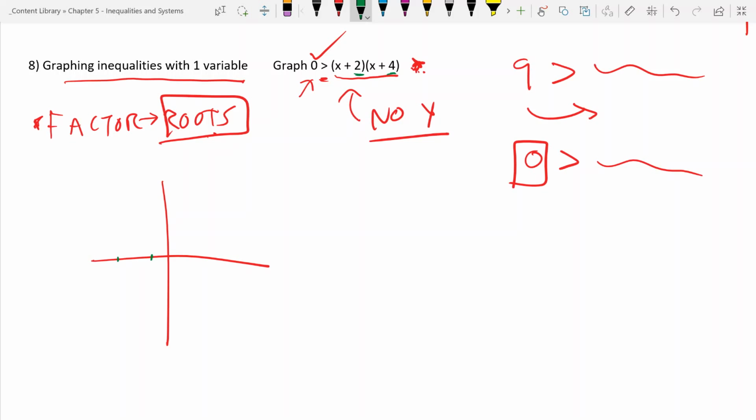Now I'm going to sketch. I need to decide if it's a smiley face or a frowny face parabola. My a value is positive, so it's going to open upwards, a parabola like that. We don't have to be accurate when it comes to these one variable questions, and you'll see why in a second. So I sketched my answer, and the question said 0 is greater than whatever the parabola is.